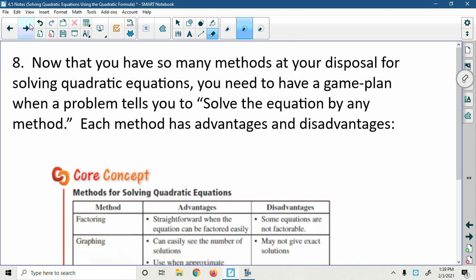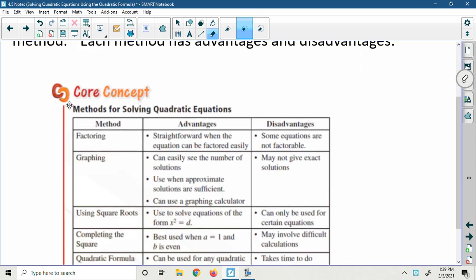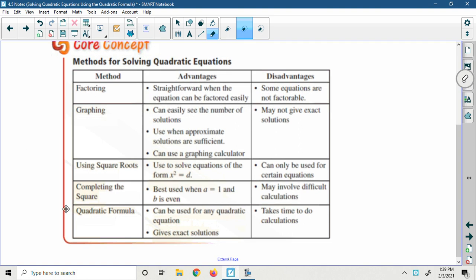Now that you have so many methods at your disposal for solving quadratic equations, you kind of need a game plan when a problem tells you to solve the equation by any method, which is what our assignment does today. Each method has its advantages and disadvantages. We talked about these the other day on one of our starters, but here is what the book has. It's got a nice little chart here, each method and then the advantages and disadvantages.